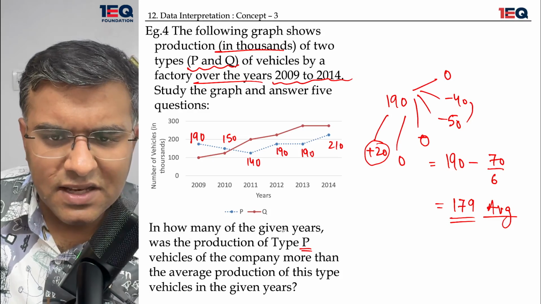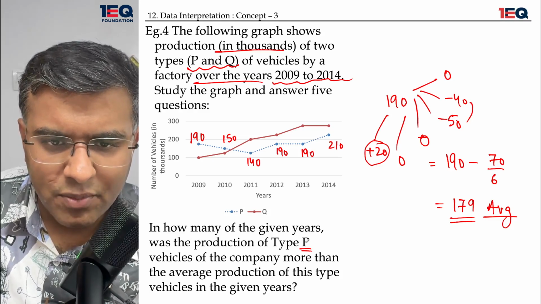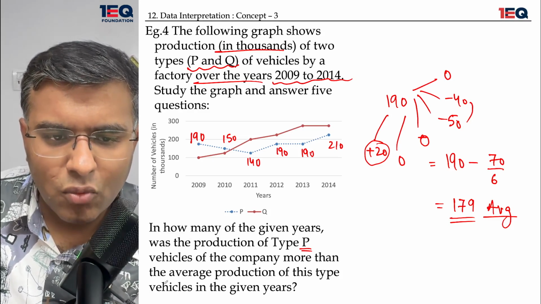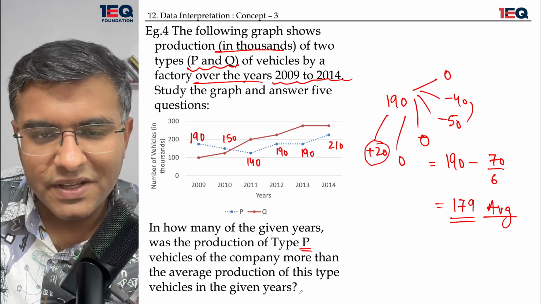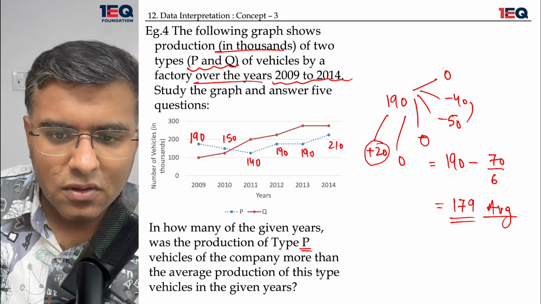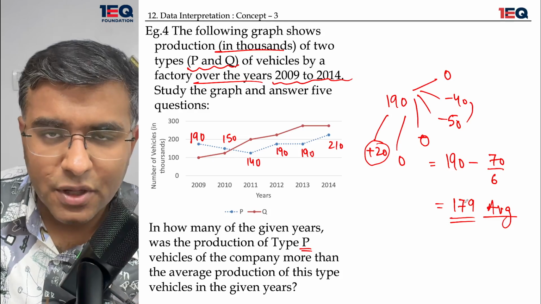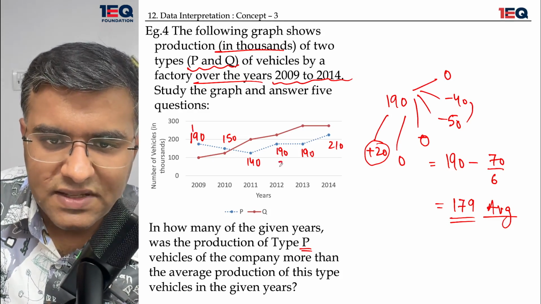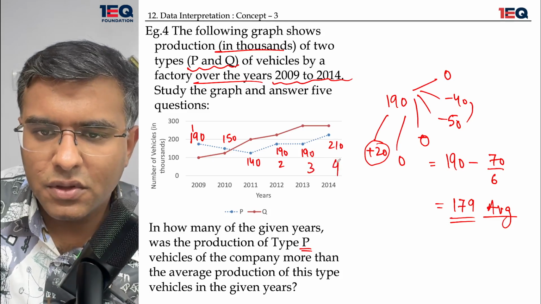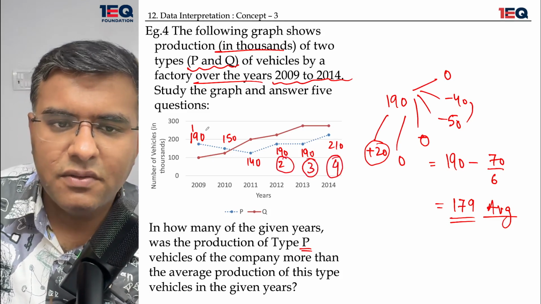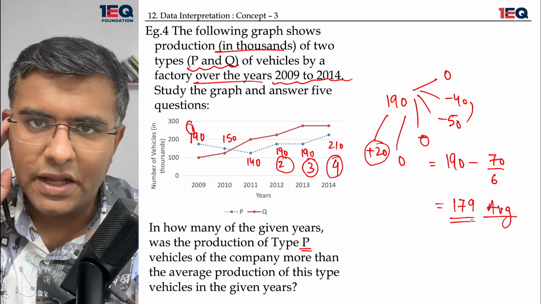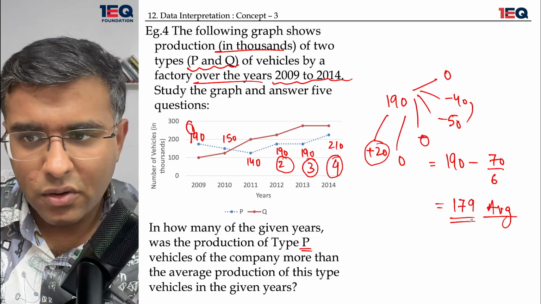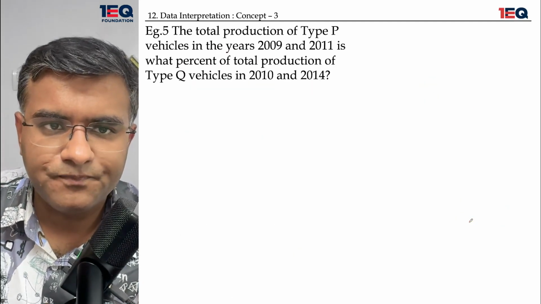So it says, in how many of the given years was the production of type P vehicles of the company more than the average production of the same type of vehicles in the given years? So in how many years is the production more than 179? First year, second year, third year, and fourth year. These are the 4 years where the production is more than 179. Got it? Good enough? Let's move on.